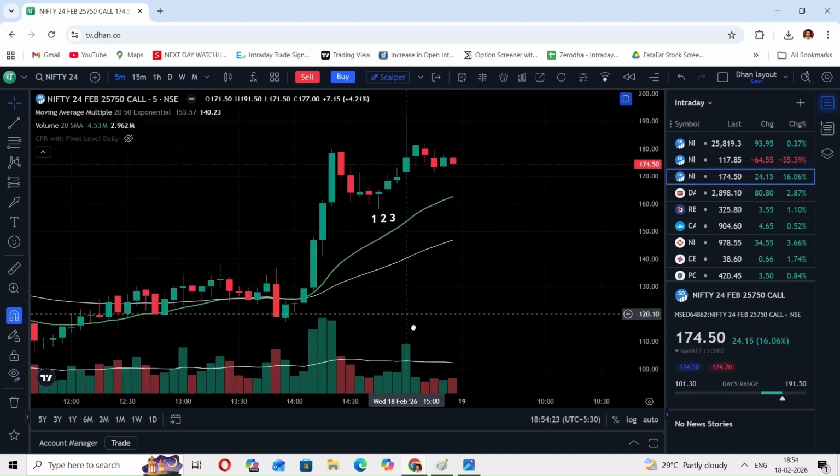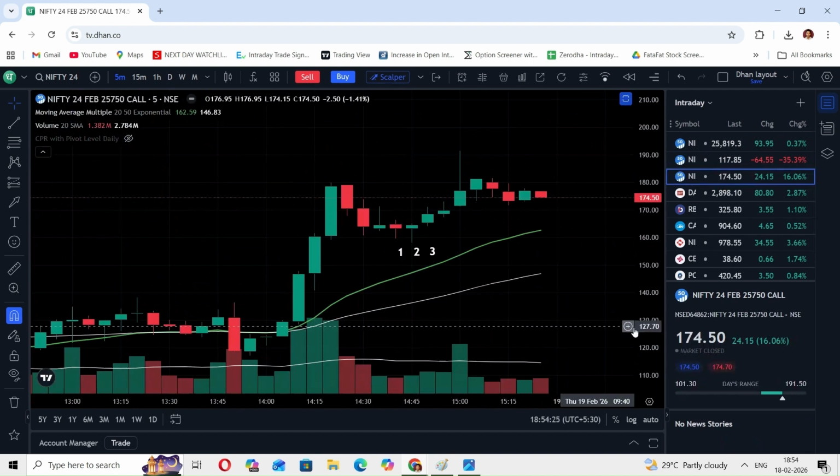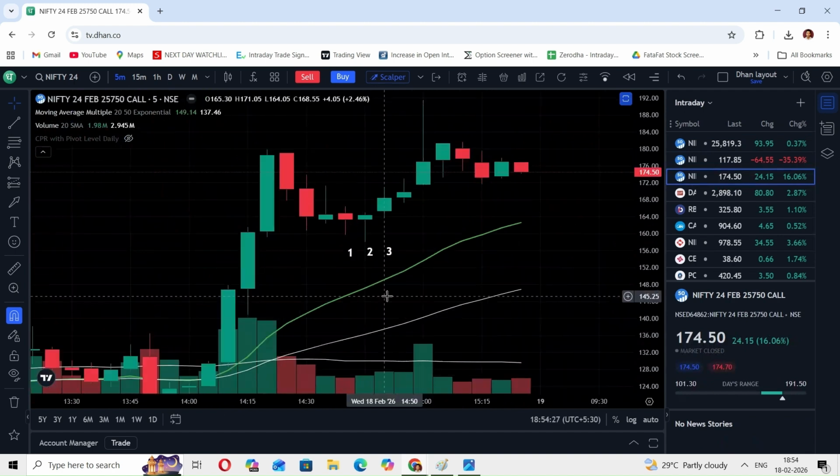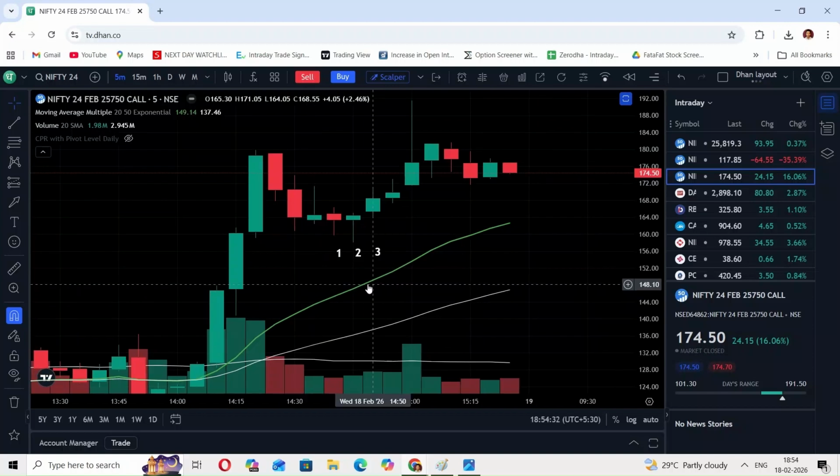Now where the setup is formed, we got this setup at around the end of the day only, right? See here, first candle, second candle, third candle. This is the perfect 3 candle setup formed.